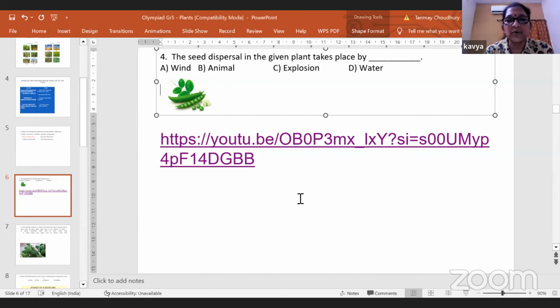Okay, so I hope you understood how seeds disperse by explosion of the fruit. And there are other methods of dispersal, that is wind, animal, and water. I think there are some more questions which will describe how the seeds are dispersed by wind, animal, and water. So we'll go to the next question.